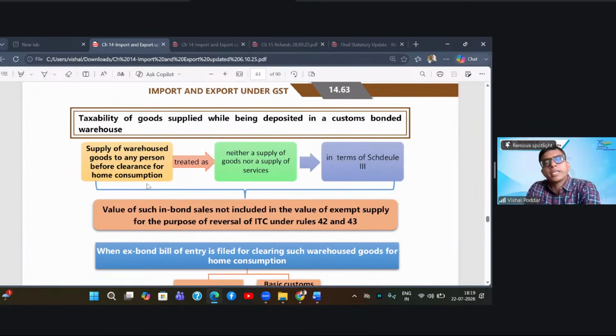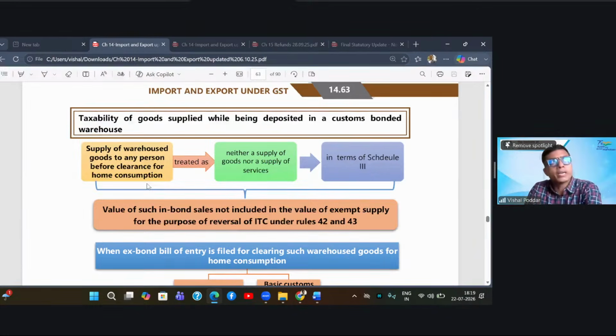Now comes a second situation. Now all this is part of the customs law. But since levy collection of IGST on imported goods is as per customs law, so it becomes relevant here also. Now, what if when the goods are imported, at the same time, the importer does not want to clear them? Then what does the importer say?